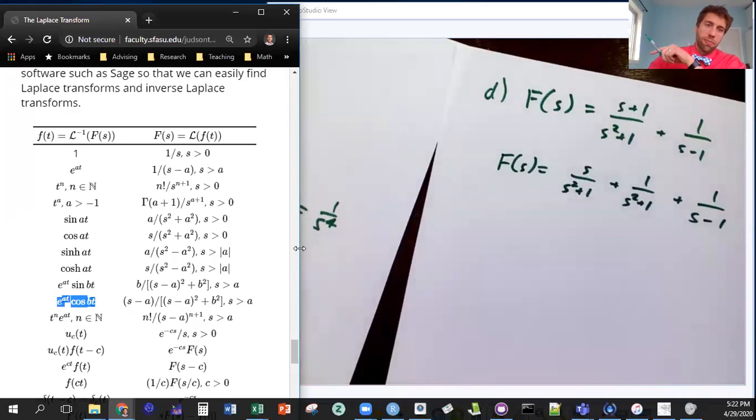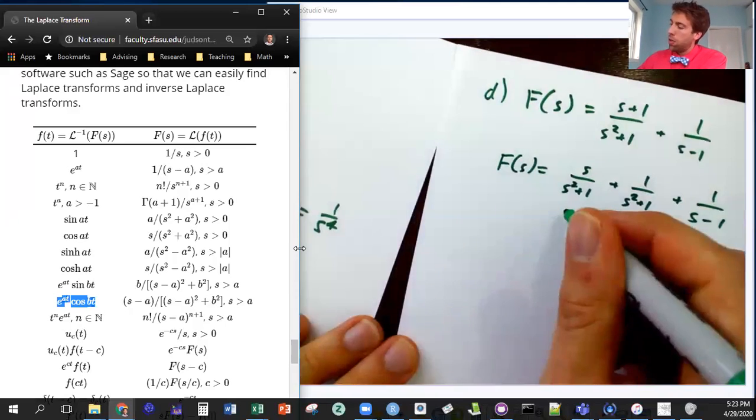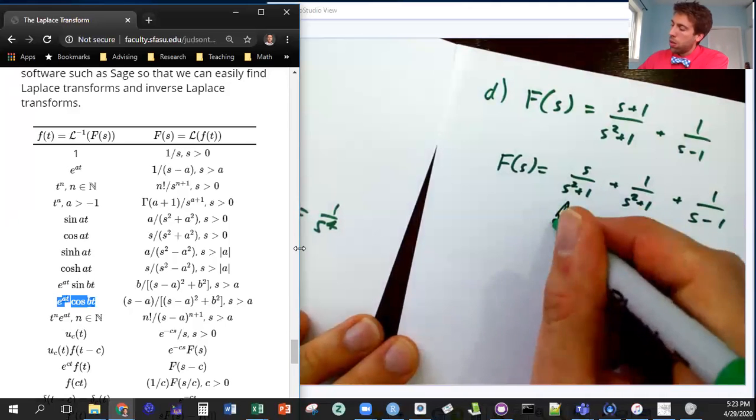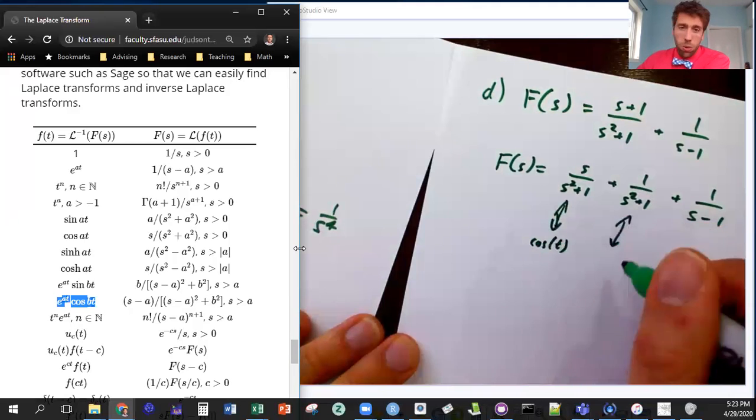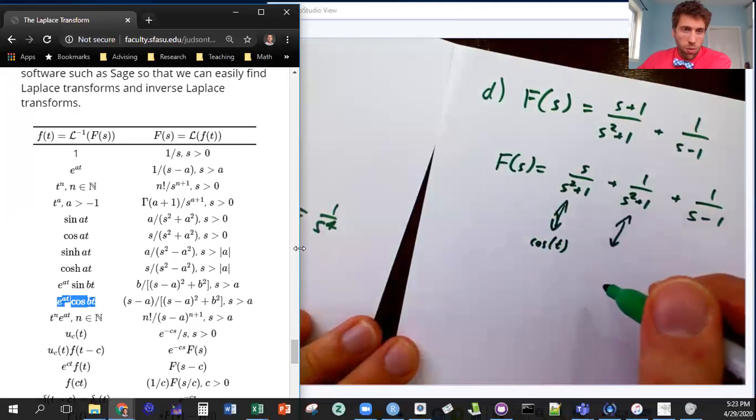Much better. So then now we have an s over s squared plus 1. So that's cosine of t. So this one corresponds to cosine of t. This one corresponds to sine of t.